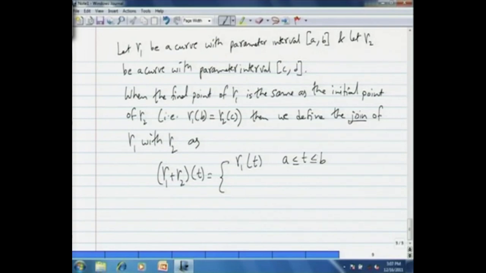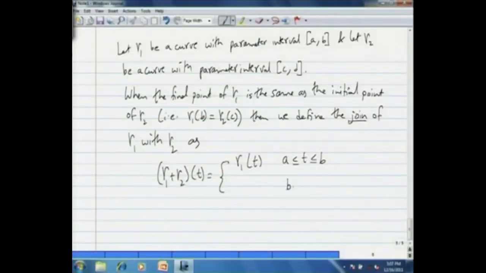So, t is like the time parameter. For the first part of the time, from a to b, we describe gamma 1, and for the rest of the time we will trace gamma 2. Time has to continue where it has left off. So, we want to start at b, and end where, well, we have the parameter interval for gamma 2 to be of length d minus c. So, we want to end at b plus d minus c. Here is an interval of length d minus c which starts at b.